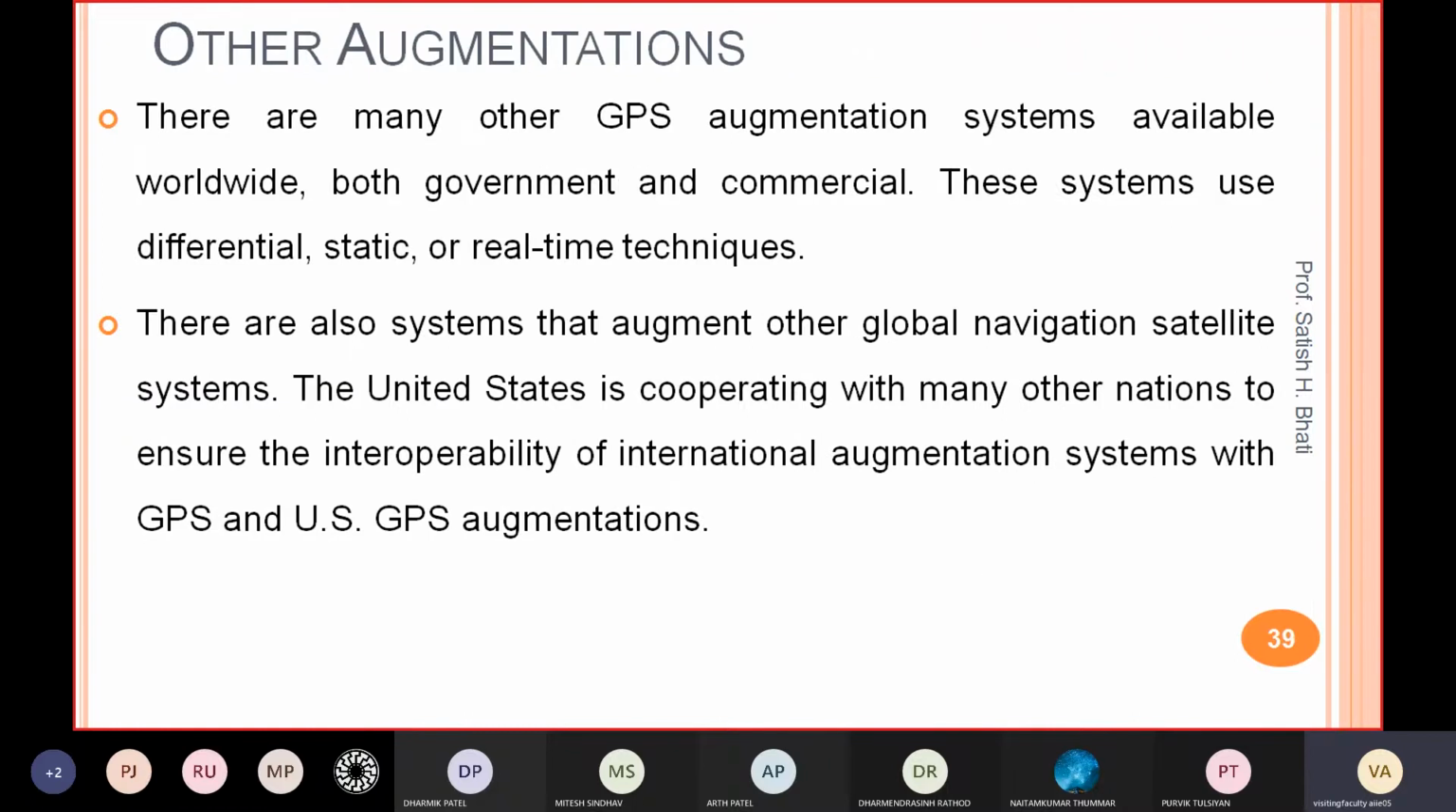Then these are not the only augmented systems, right? Apart from these systems, some other augmented systems are also available, right? So these augmented systems are sometimes developed by the government, somewhere they're developed by some company, for their own use.